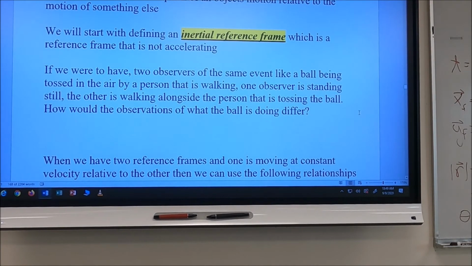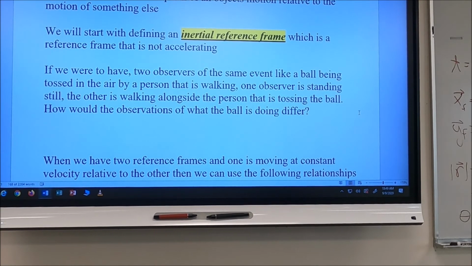We're going to take a brief look at relative motion. Relative motion is the description of an object's motion relative to the motion of something else. And we want to start by defining an inertial reference frame, which is the reference frame that is not accelerating. So its velocity is constant. It could be sitting still. It could be moving at a constant velocity.